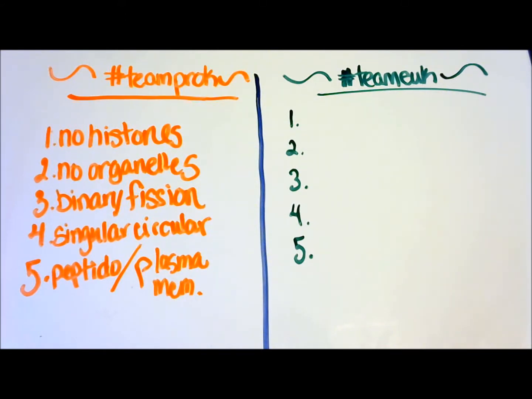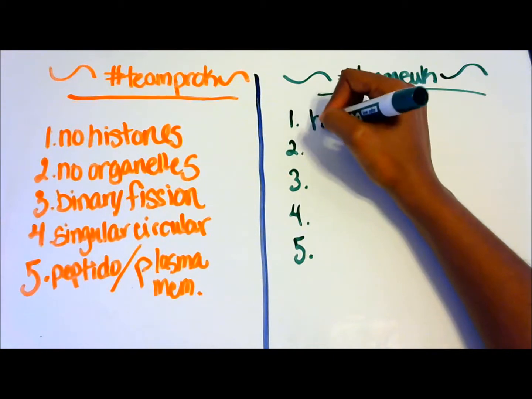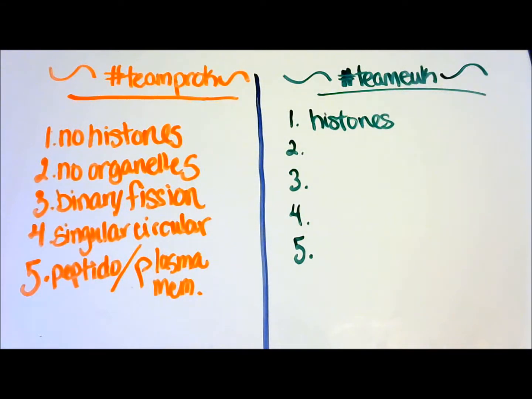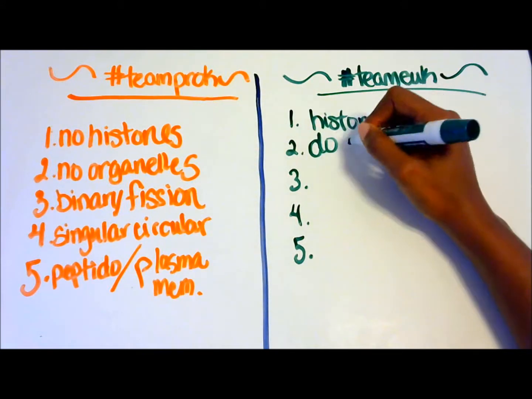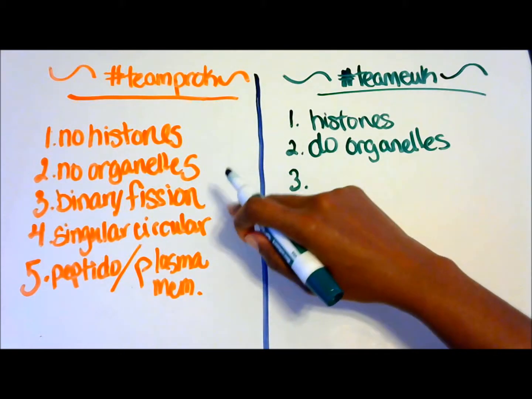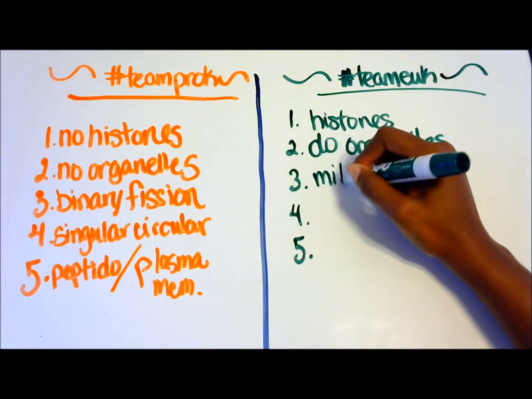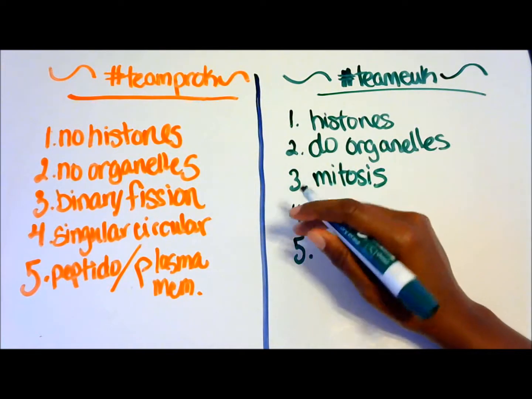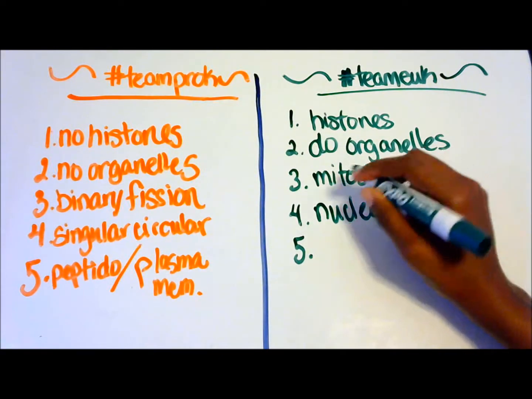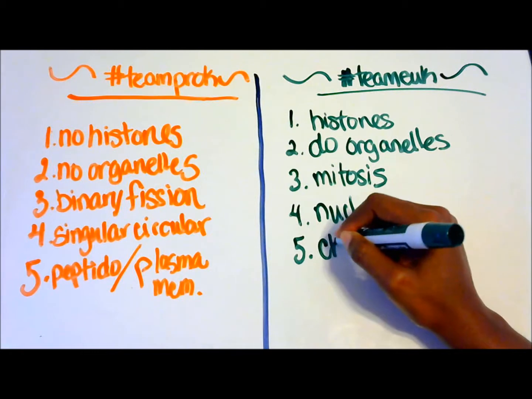So how did you do with team prokaryotes? 100%? Well, let's go to team eukaryotes. Well, we'll play off of team prokaryotes. They do have histones. They do have organelles. Their division is not binary, but mitosis. Their DNA is enclosed in a nucleus. And their cell wall is chemically simple.